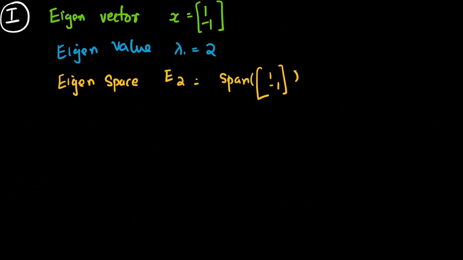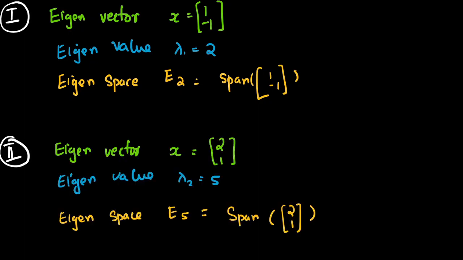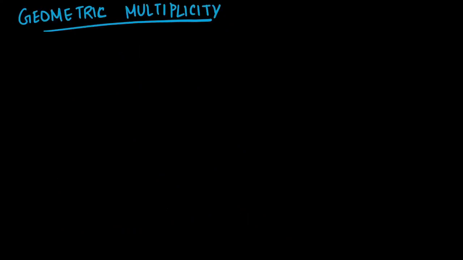So for the first eigenvalue lambda 1 equal to 2, the eigenvector is 1, minus 1, and its eigenspace is the span of this eigenvector 1, minus 1. Then for the second eigenvalue 5, we have the eigenvector 2, 1, and its eigenspace is the span of 2, 1. Then we have to know two terms: geometric multiplicity and algebraic multiplicity.